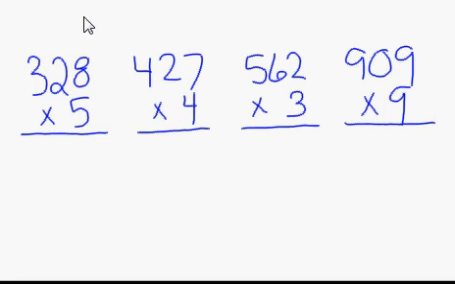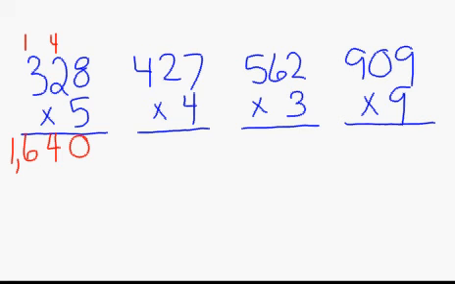Okay, so let's go through the problems real quick, and you should be done. But if you're not, just do them along with me. But check your work as we do this. So we have 5 times 8 is 40. 5 times 2 is 10, plus 4 is 14. 5 times 3 is 15, plus 1 is 16. So it should be 1,640 for that one.